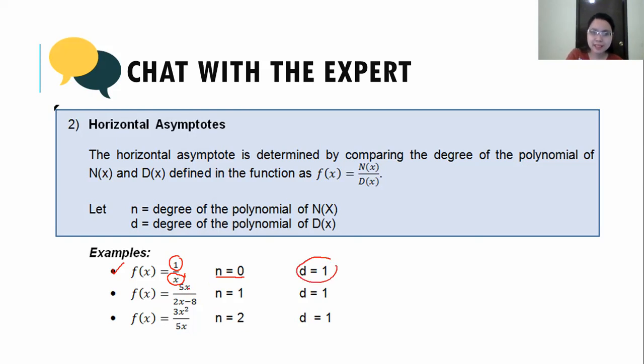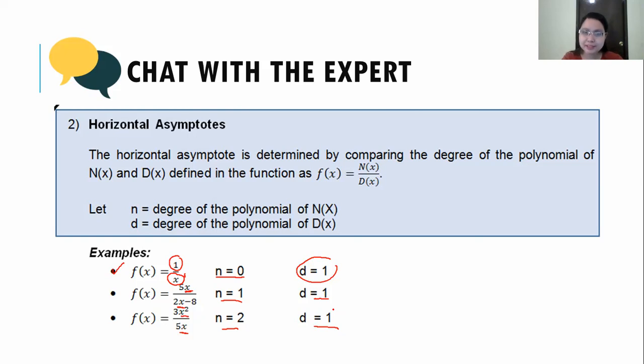Next, for the second one, the numerator is only x, so the degree is 1. The denominator is only x, so the degree is 1. In the third example, we have x squared, so the degree is 2 because that's a square. In the denominator, we have only x, so the degree is 1.